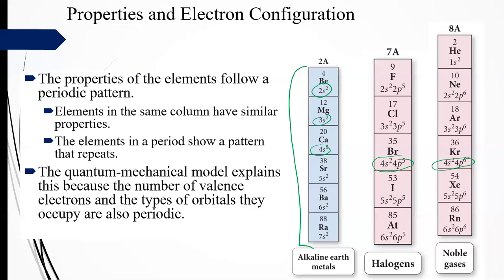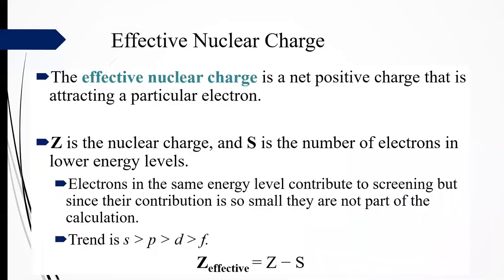Now, as we're going forward with this, the important part that we're going to talk about in using our explanations is going to be effective nuclear charge. Now, effective nuclear charge, as we discussed on Tuesday, is our nuclear charge, which is our number of protons, and we're going to subtract from it the number of core electrons. So these are electrons in energy levels lower than it.